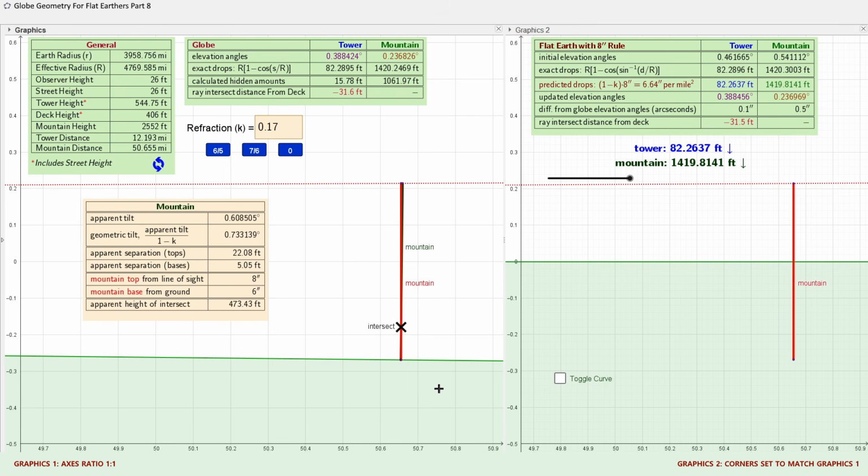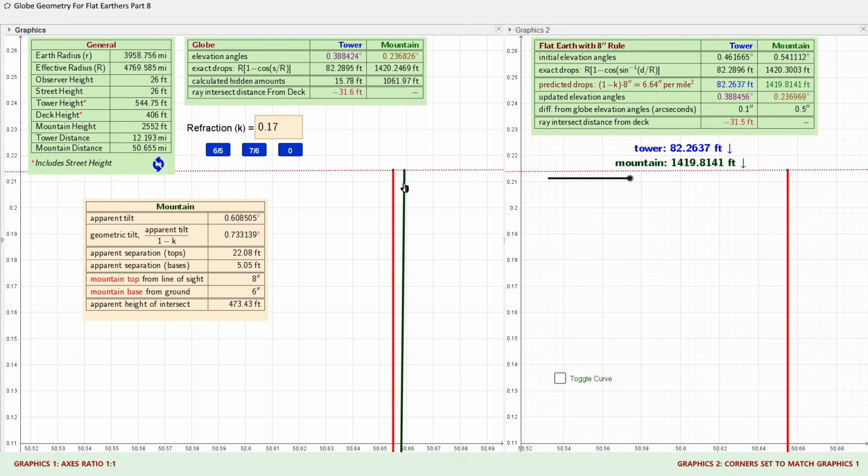It's still a bit hard to see. Let's zoom in again then, and get a lot closer to the tops. And now we can see the difference. The red flat Earth mountain segment, with respect to the observer, has no tilt whatsoever, but we can see that the green mountain segment does have a tilt. It's very small, and the observer's never going to notice it, but it is there.